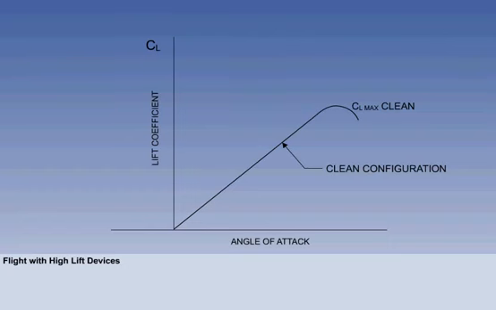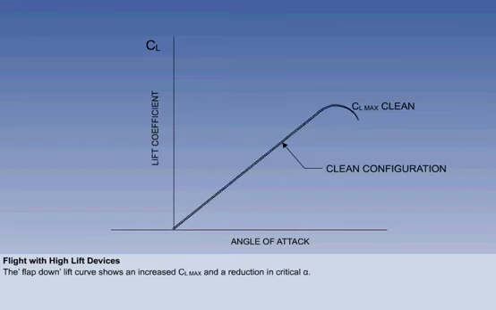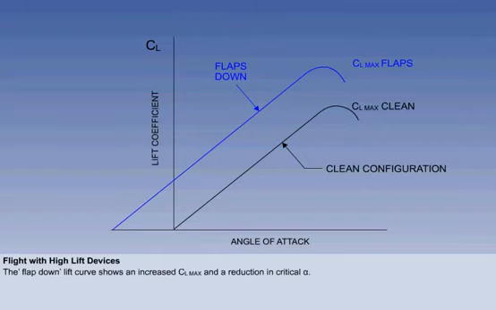When we compare the lift curve of a clean wing, that is, with all high lift devices up, with that of the same wing with flaps down, it can be seen that the lift curve moves up and to the left. This has the effect of increasing CL max and slightly reducing the critical angle and the angle of attack for any given lift coefficient.